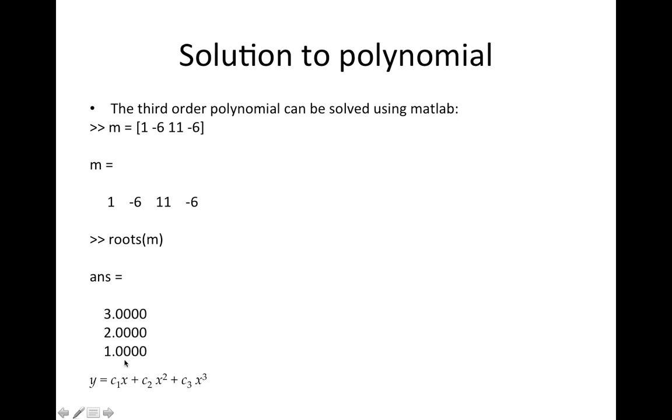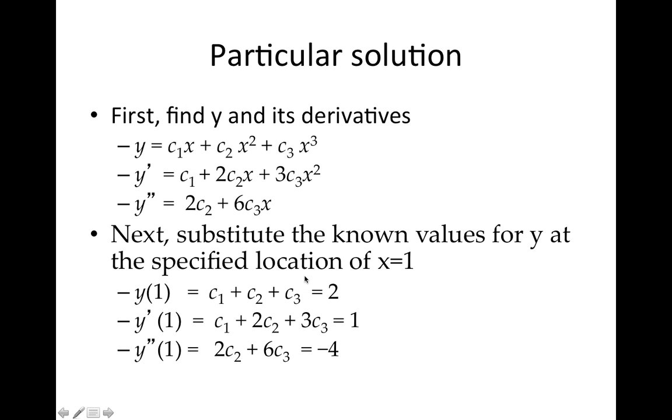So this means one of the basis solutions is x to the 1, another one is x squared, and another one is x cubed. So our general solution then is c1x plus c2x squared plus c3x cubed. So that's our general solution to this differential equation.